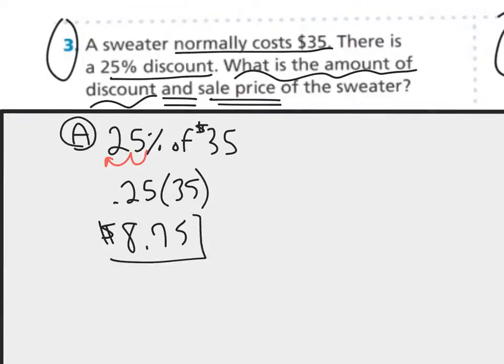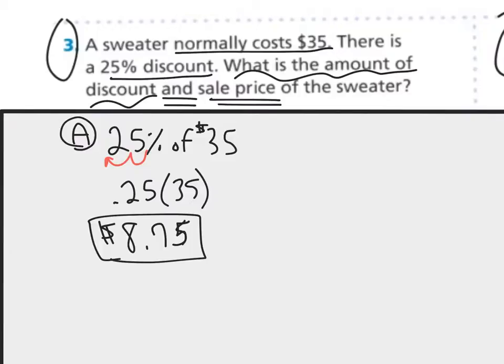Okay, and you might be familiar, 25% is like 1/4 of something. So if you took 35 divided by 4, 35 is not divisible by 4 evenly, obviously. So if you were just getting an estimate, you might think, well, 36, that's pretty close. 36 divided by 4, that's 9. So it should be just a little less than $9.